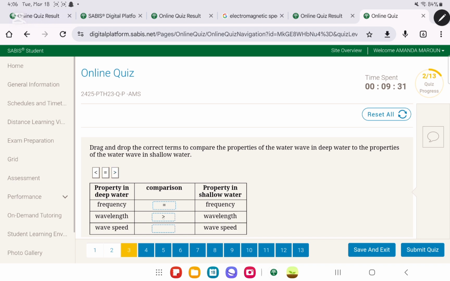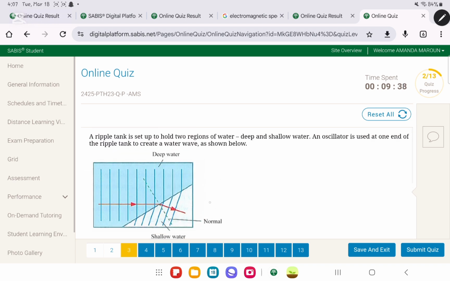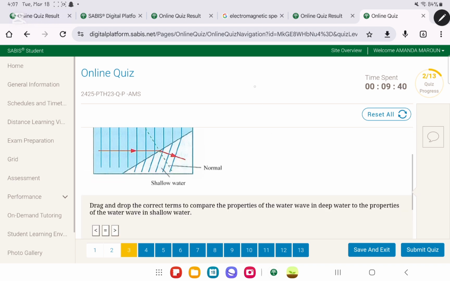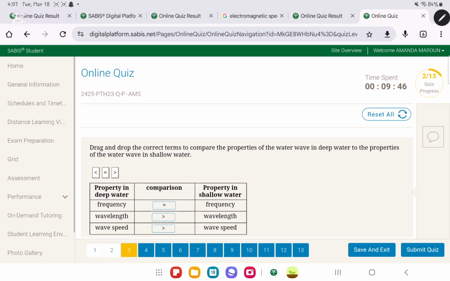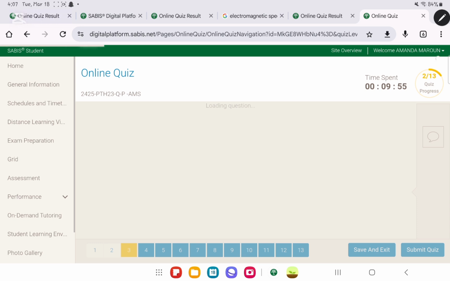The wavelength is greater in the deeper water than in the shallow water, and the speed is greater in the deeper water than in the shallow water. So keep this in mind, all right? When it moves from deeper to shallow water, it will undergo refraction. The frequency will stay the same, but the wavelength will decrease and the speed will decrease.